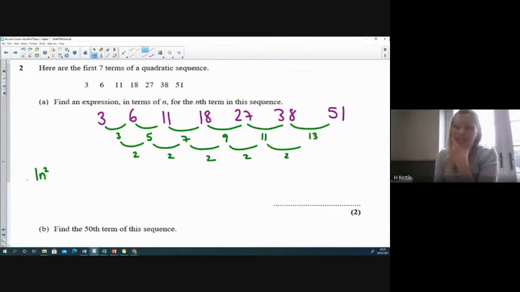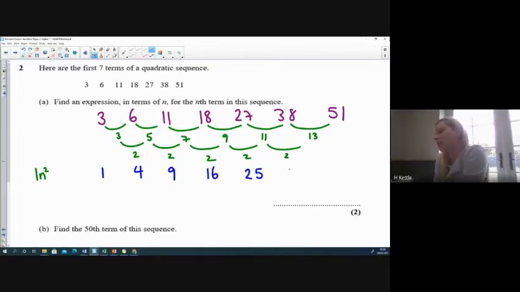So what is the sequence 1n squared? Because we know that at the minute, 1n squared is going to be helpful to forming our sequence. Well, the first number in 1n squared is 1 squared, which is 1. And then we need to do 1 lot of 2 squared, which is 4. 1 lot of 3 squared, which is 9. 1 lot of 4 squared, which is 16. And 1 lot of 5 squared, which is 25, and so on. And we can do 1 lot of 6 squared and 1 lot of 7 squared, 49.